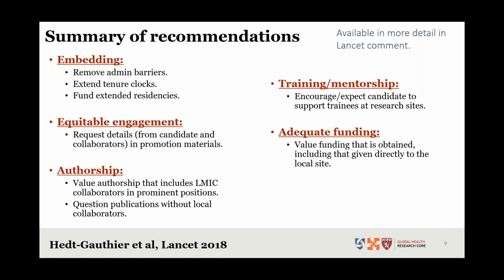We identified barriers to each of these key areas and then tried to come up with some concrete solutions that universities could adopt. So for example, within authorship, one of our recommendations is that universities should value authorship that includes low and middle income country collaborators in prominent positions, and that they should question publications that do not have local collaborators when a faculty member is up for review. I encourage you to read this paper in full just to see the broad range of recommendations on this topic.